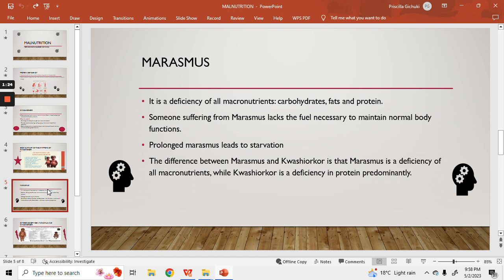Marasmus. It is a deficiency of all macronutrients, that is, carbohydrates, fats, and protein. Someone suffering from marasmus lacks the fuel necessary to maintain normal body functions. Prolonged marasmus leads to starvation. The difference between marasmus and Kwashiorkor is that marasmus is a deficiency of all macronutrients, and we have said macronutrients are carbohydrates, fats, and protein, and Kwashiorkor is a deficiency of protein predominantly.